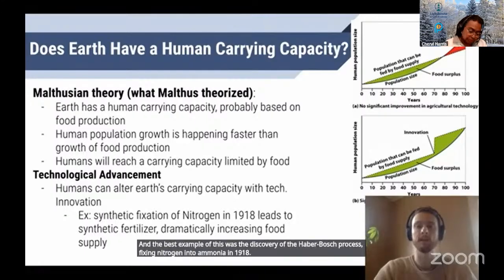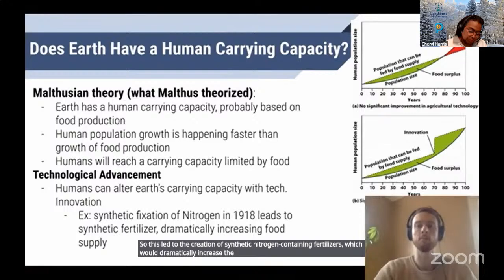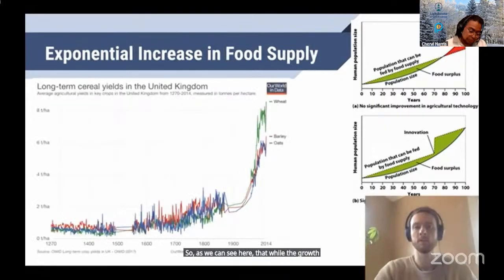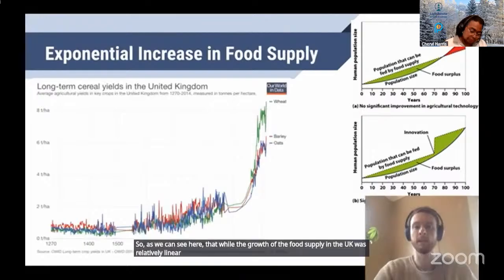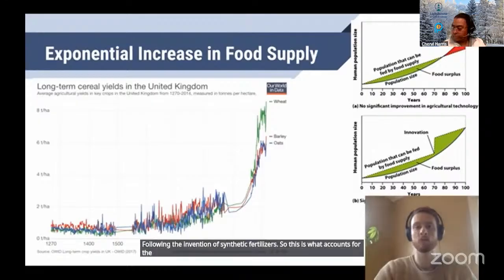So this led to the creation of synthetic nitrogen-containing fertilizers, which would dramatically increase the productivity of our agricultural lands and therefore increase our food supply in a way that Malthus just never could have predicted. So as we can see here, while the growth of the food supply in the UK was relatively linear for about 600 years, there was a dramatic and exponential increase in the 20th century following the invention of synthetic fertilizers. So this is what accounts for the dramatic increase in food production that Malthus failed to account for.